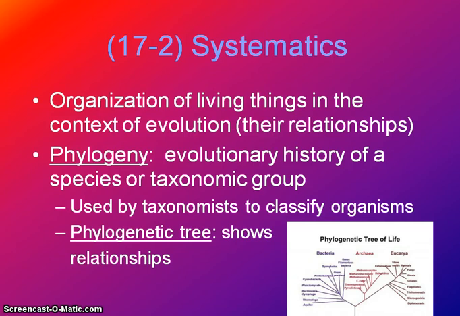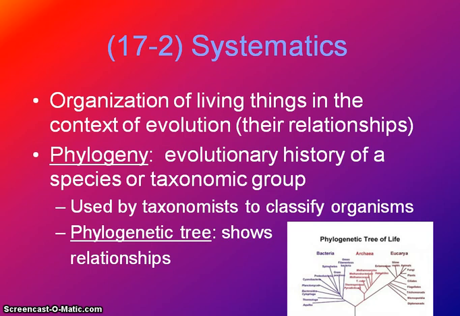Chapter 17, Section 2 begins with defining systematics, which is the organization of living things into the context of evolution. So organizing living things based on their relationships with one another. Phylogenies are going to be the evolutionary history of a species or taxonomic group. So being able to follow this species or group throughout their history is their phylogeny. And this is used by taxonomists to classify organisms.